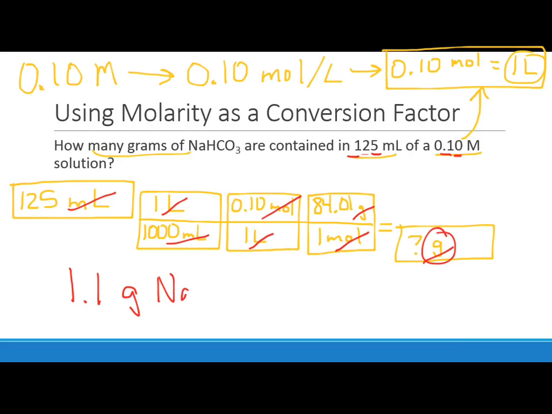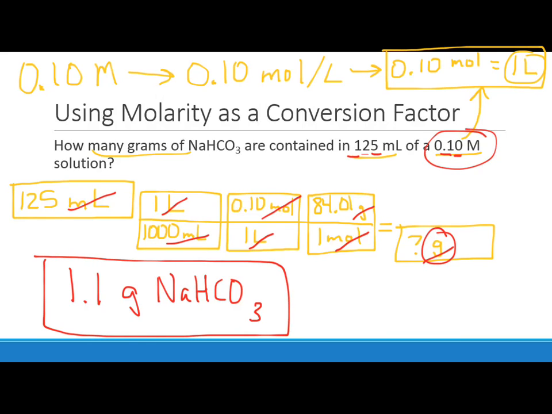So what this means is that if I took 125 milliliters of this 0.1 molar baking soda solution, right, sodium bicarbonate solution or sodium hydrogen carbonate, it'll actually contain about 1.1 grams of sodium bicarbonate. So this is where molarity comes in really handy, because you can actually do solution stoichiometry now. Not that I'm going to make you right now, but you could, because now that you can see how to convert from milliliters into liters, into moles, into grams, and back and forth, you can do all kinds of things.